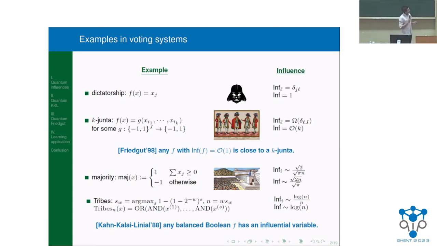And I can again ask the question, can you achieve a better lower bound than this one? And the answer to this question is no. This is due to the so-called KKL theorem from Kahn, Kalai, and Linial, which states that any Boolean balanced function f has at least one of its bits that has influence at least log n over n.